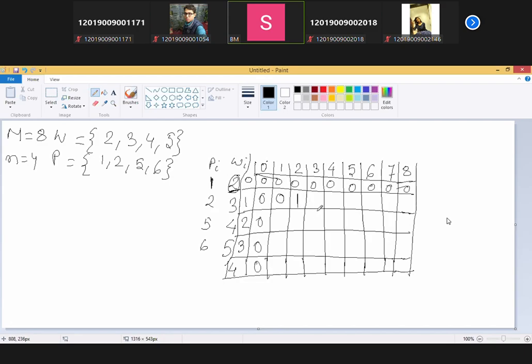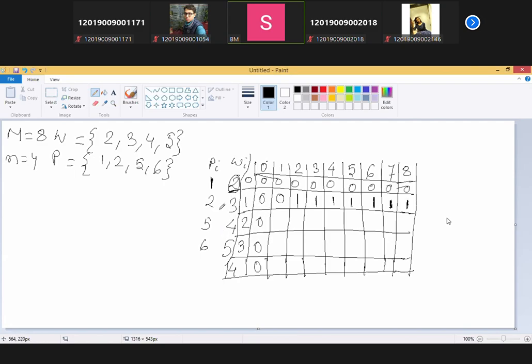Fine. Now for the rest, even if the bag size is 3, 4, 5, 6, 7, 8, all of these are capable of taking the object of size 2, right? And if they are capable, all of them can give you a profit of 1 unit.